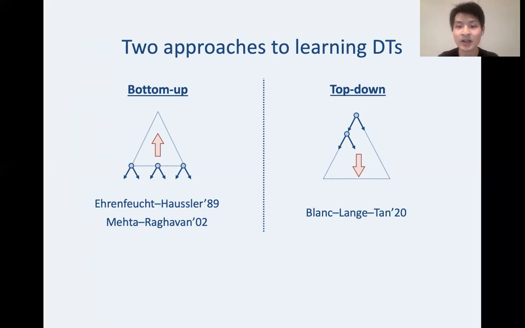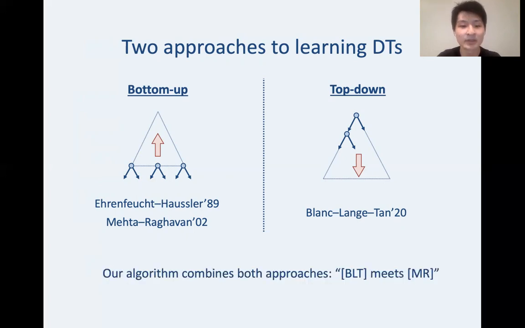determines the root of the tree, and then the two children of that root, and then all the levels one by one. I'll get into more details of this top-down approach later. But at a high level, our work draws ideas from both approaches, and our final algorithm can be viewed as a combination of the BLT algorithm and the MR algorithm.